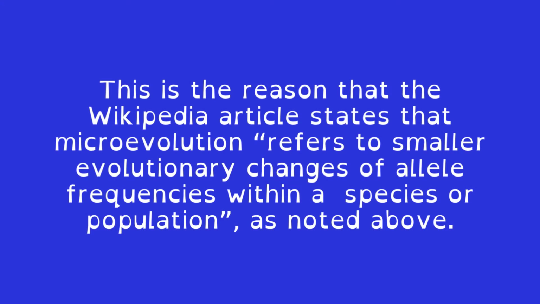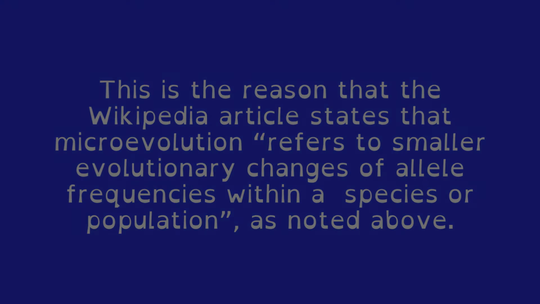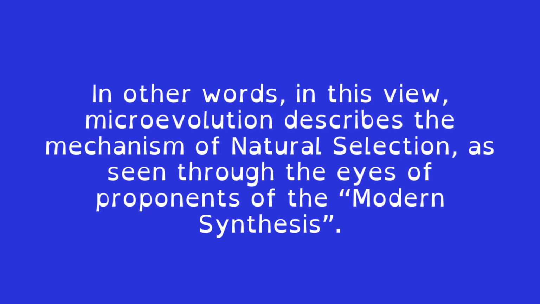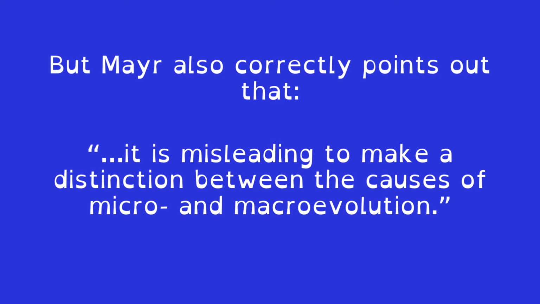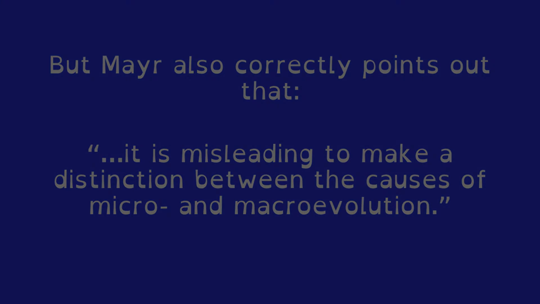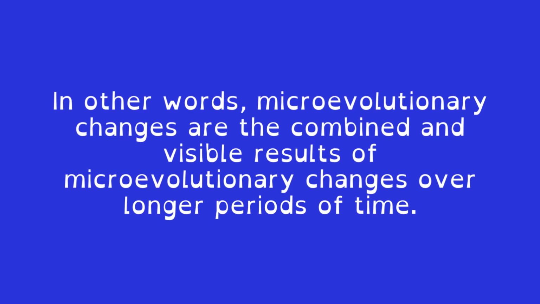This is the reason that the Wikipedia article states that microevolution refers to smaller evolutionary changes of allele frequencies within a species or population, as noted previously. In other words, in this view, microevolution describes the mechanism of natural selection as seen through the eyes of proponents of the modern synthesis. But Mayr also correctly points out that it is misleading to make a distinction between the causes of micro and macroevolution. In other words, macroevolutionary changes are the combined and visible results of microevolutionary changes over longer periods of time.